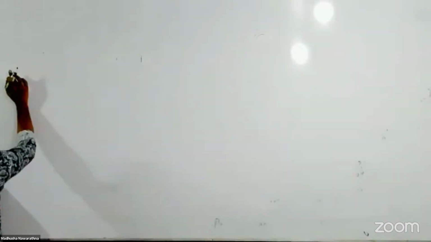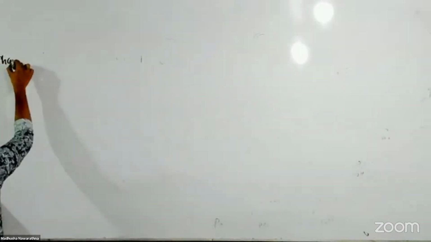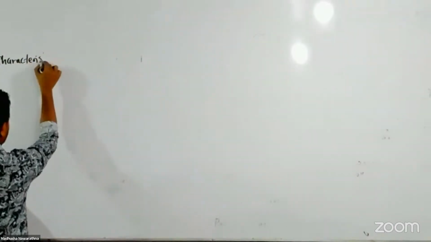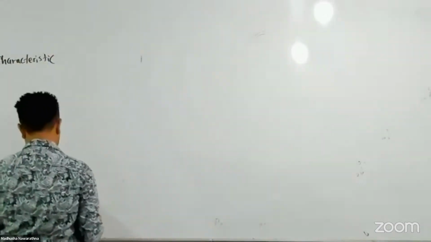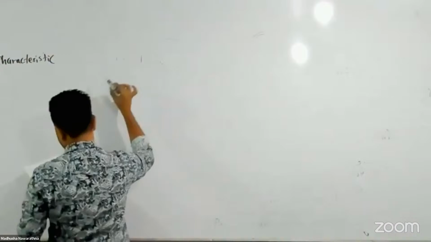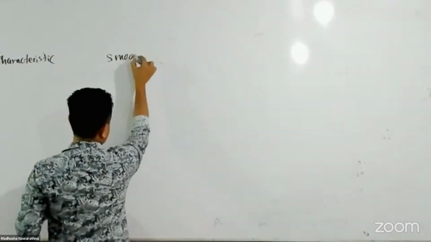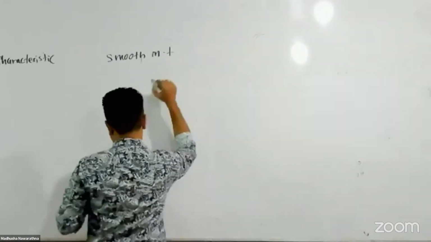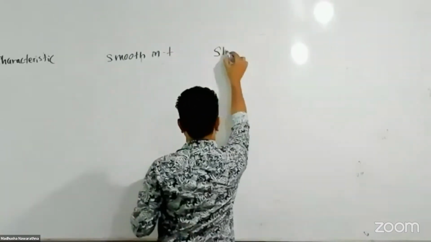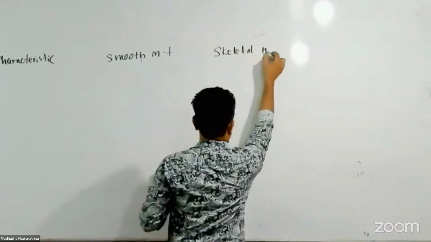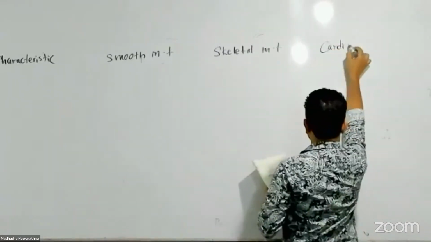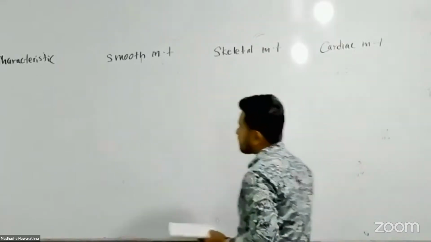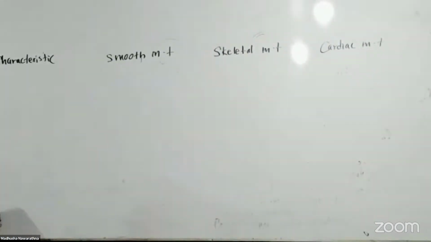Right? Let's do this work like this. Characteristic. Smooth muscle tissue, skeletal muscle tissue, then the cardiac muscle tissue. Right. Characteristic.